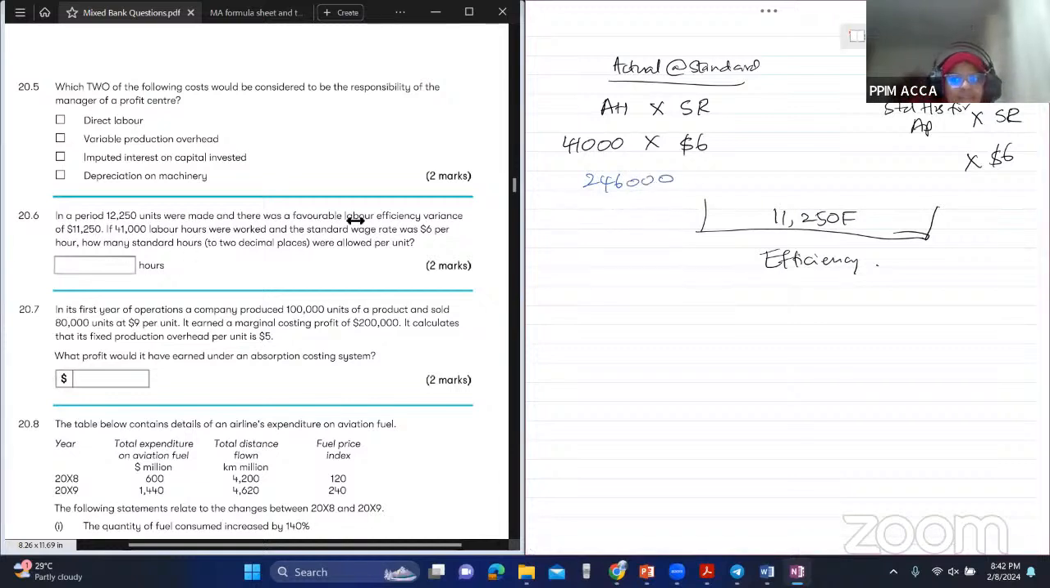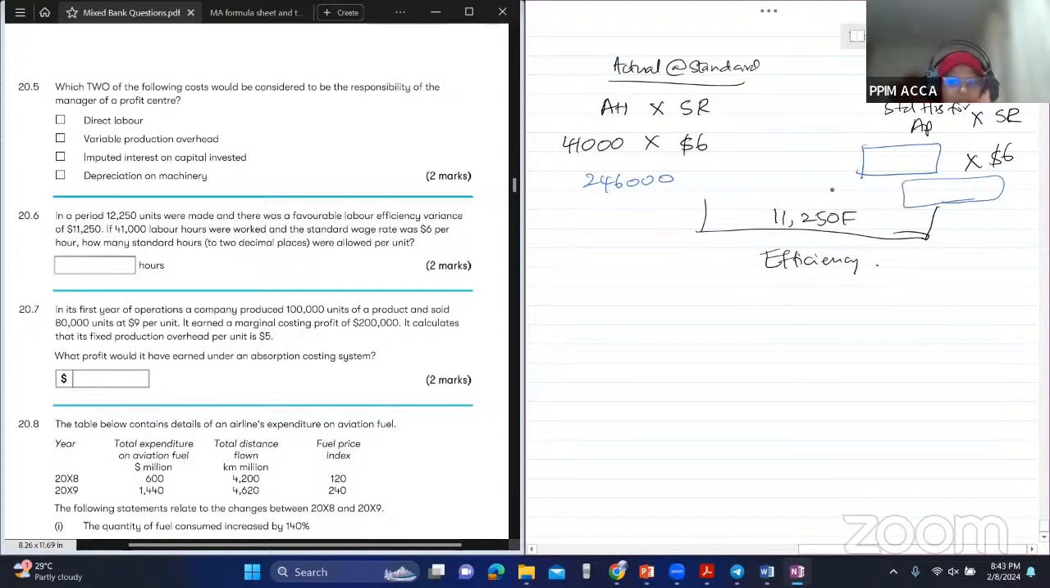Okay. Standard hours for actual production means basically now we produced 12,250. That was the actual production. The question is asking you how many standard hours are allowed per unit. So what you have to understand is you can get this figure, standard hours for actual production, based on everything else that we have. Because now standard hours for actual production into 6 should give some answer. That answer has to be 11,250 more than 246.